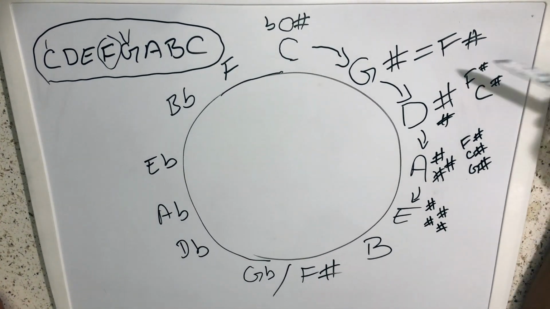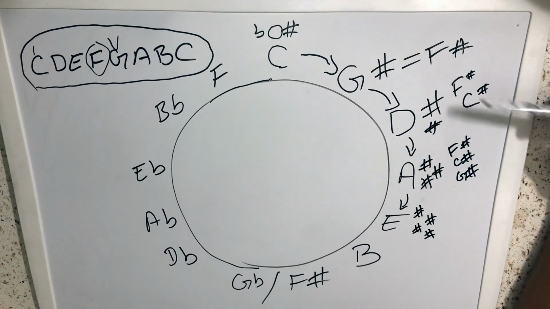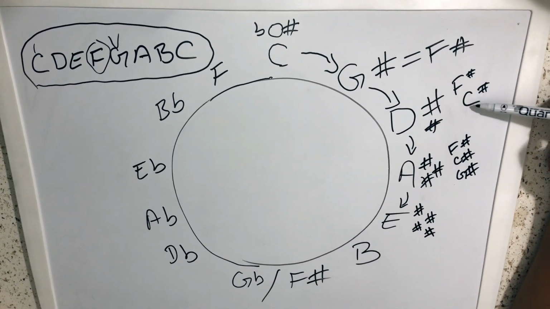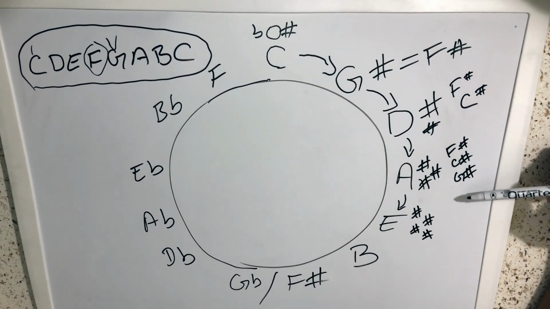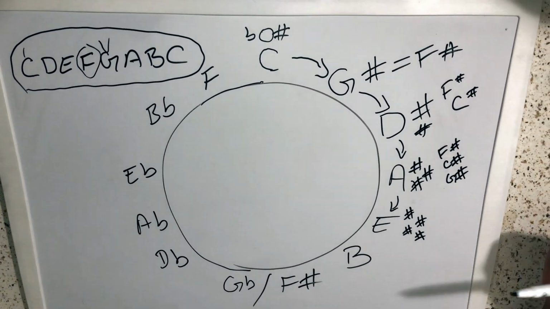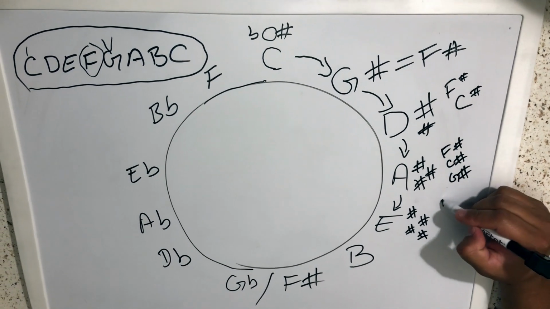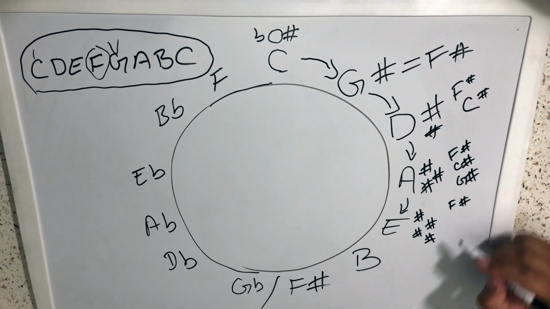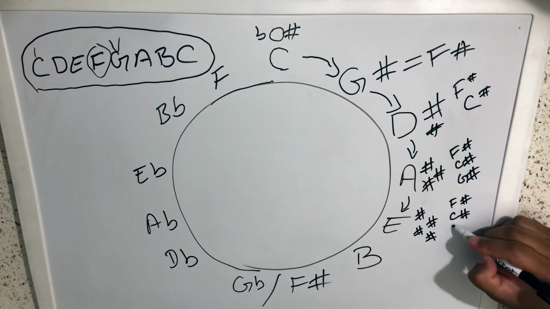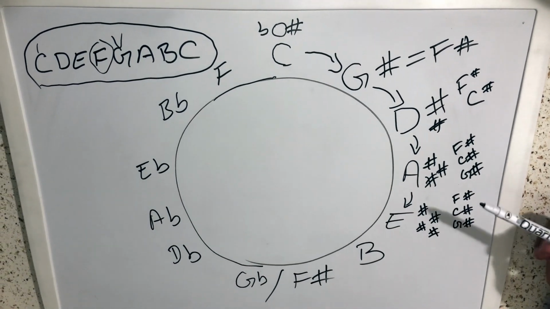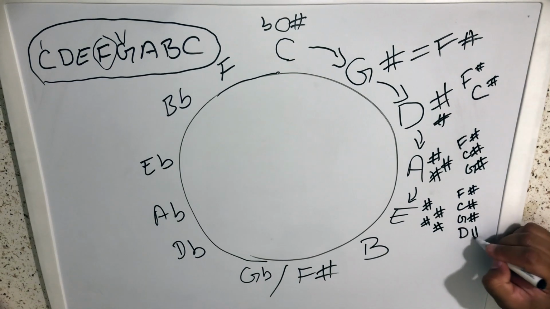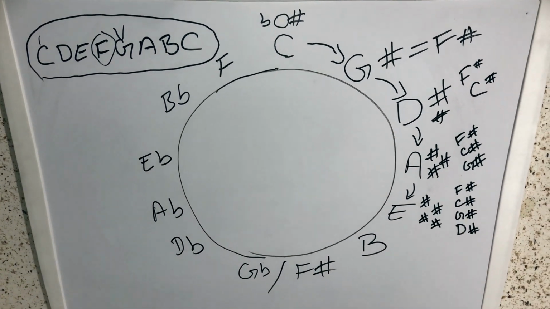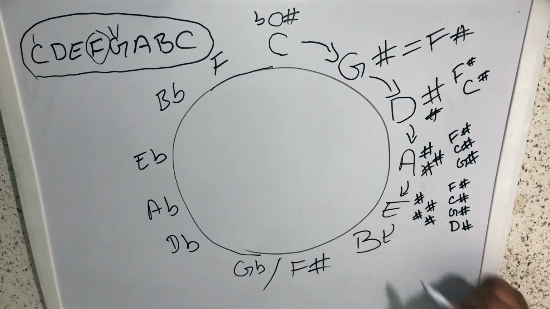You guys start to see a pattern. We started with F. Then the next key also has F, but now we added a C. The next key has F, C, but now you add a G. The next one, guess what? It's also going to have an F. So an F sharp, C sharp, G sharp. Now we're going to add one more sharp. So now this one has D sharp. Okay? And so on, so on.